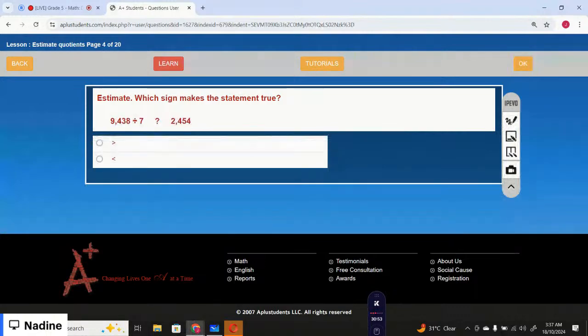Okay, the next one is 9438 divided by 7, and you have to compare it to 2454. So which is the correct option? That is again less than, right? Option number 2 is the correct option.